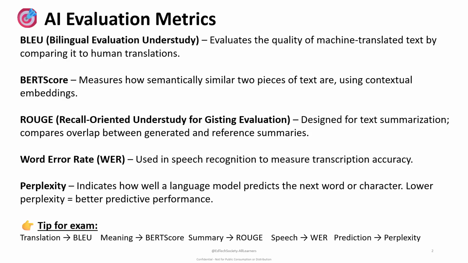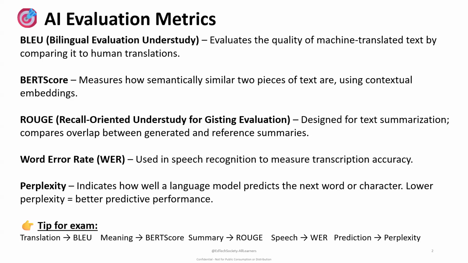Whenever you see BLEU as an option in the exam, understand that it is referring to surface level similarity, meaning it compares the n-gram overlap between generated text and a reference. Next is BERTScore. It measures how semantically similar two texts are. The word semantically similar is very important; only BERTScore can give that.